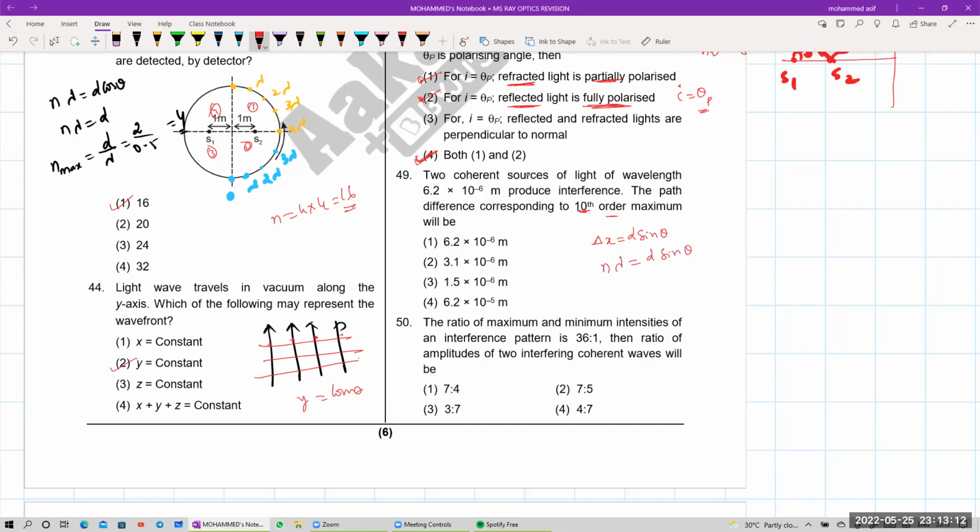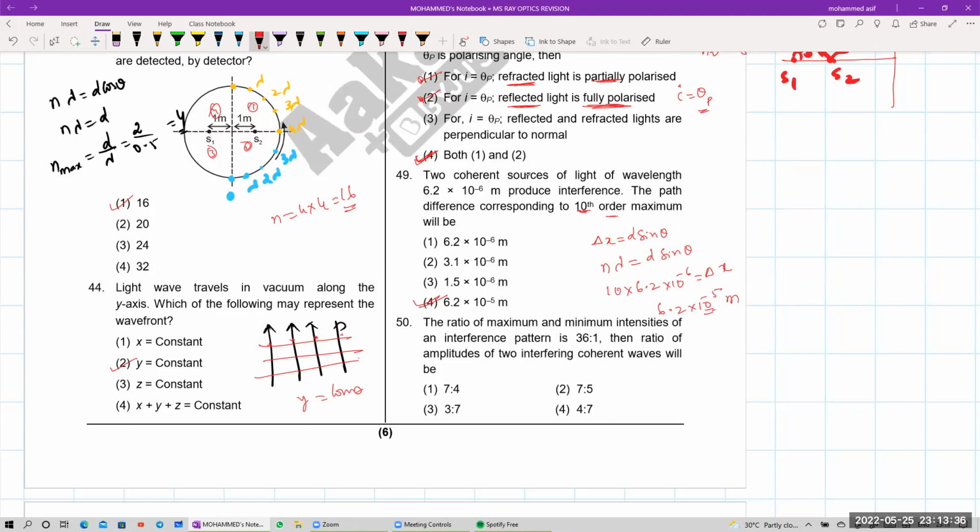Then path difference corresponding to the 10th will be equal to how much? यानी n की वैल्यू कितनी हो गई? 10 into wavelength की वैल्यू 6.2 into 10 to the power of minus 6. That will be equal to your delta x path difference. तो कितना बन रहा है देखो? 6.2 into 10 to the power of minus 5 meters. Fourth option.